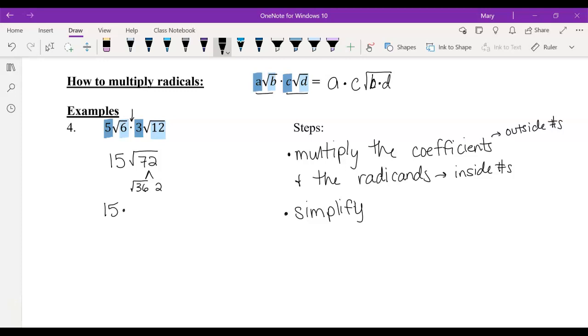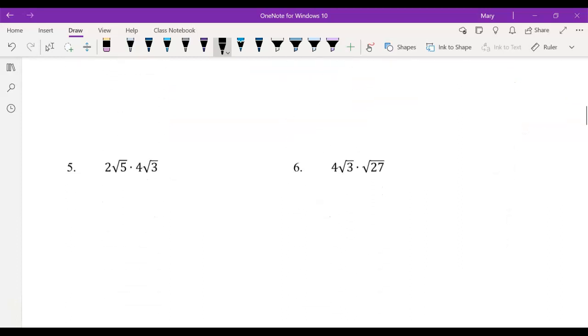So I'm going to take the square root of 36 and put the 6 on the outside. And the 2 does not have a square root. That's nice. So we're going to leave the 2 alone. When we bring out the square root of 36, which is 6, the numbers on the outside, you're going to multiply it just like you did before. So that should give you a 90 and then a root 2. So multiply the outside parts, multiply the inside parts, and then simplify.